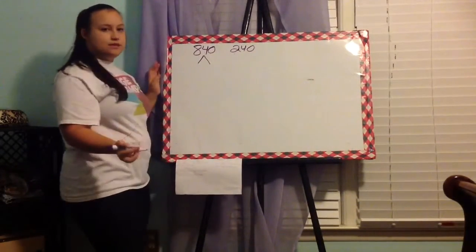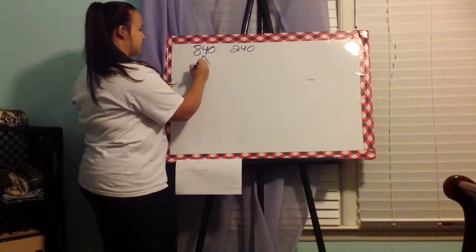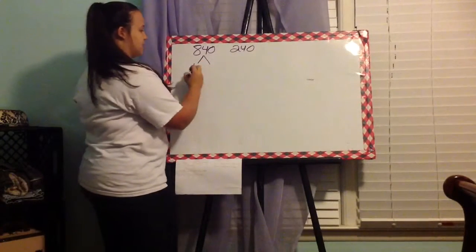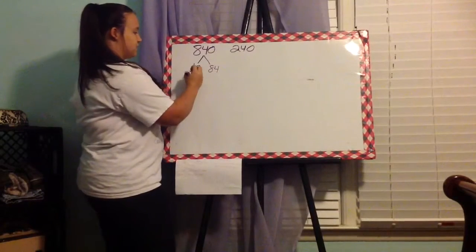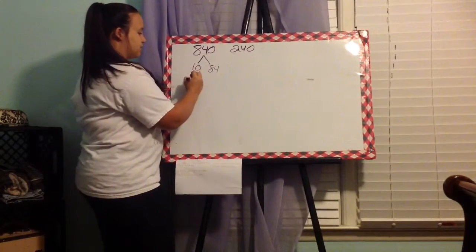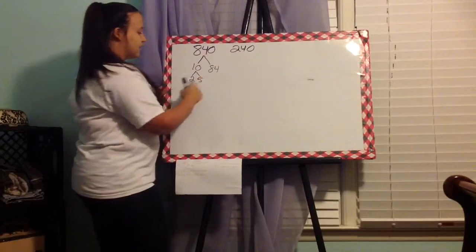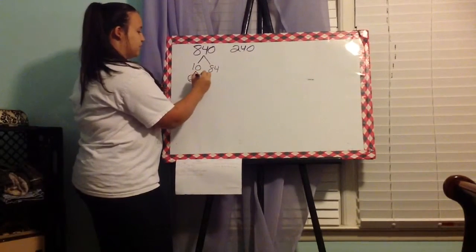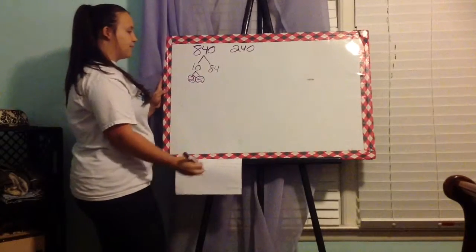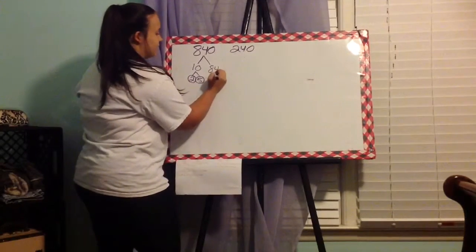So we're going to divide 840 by 10, and that's 10 and 84. And then to divide 10 would be 2 and 5. And 2 and 5 can't be divided any further. Those are prime numbers, so we're going to circle those just to help us out. Then we're going to split 84.